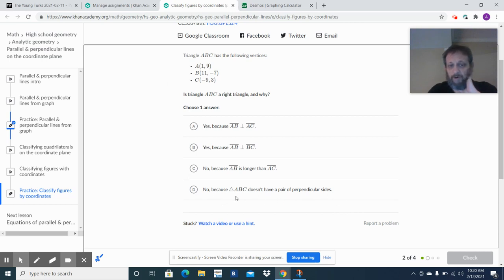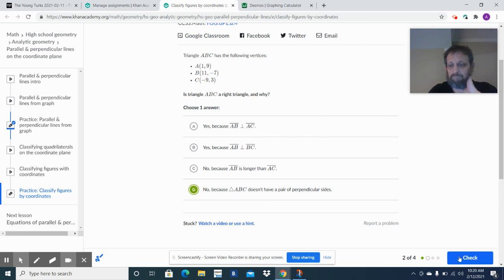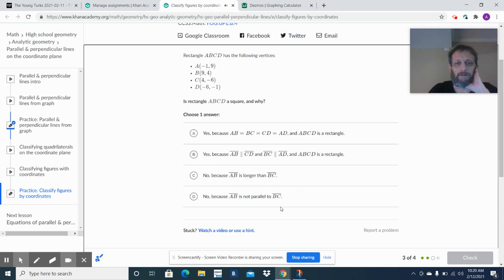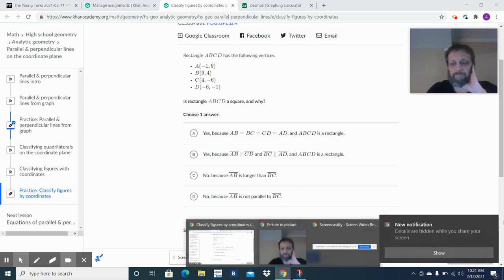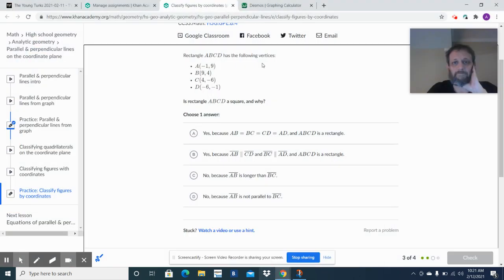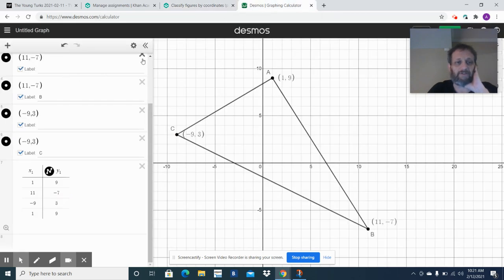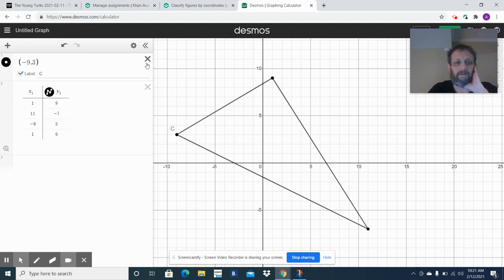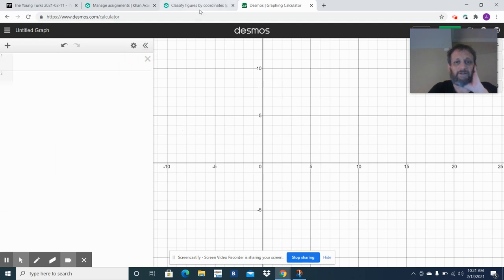It doesn't have a pair of perpendicular sides. All right, next one. All right, here we go back to Desmos again. So we're going to go back to Desmos, and we've got some graphing to do. So first, let's delete all this stuff. And again, it's just going to take us a minute or two to get this graph.